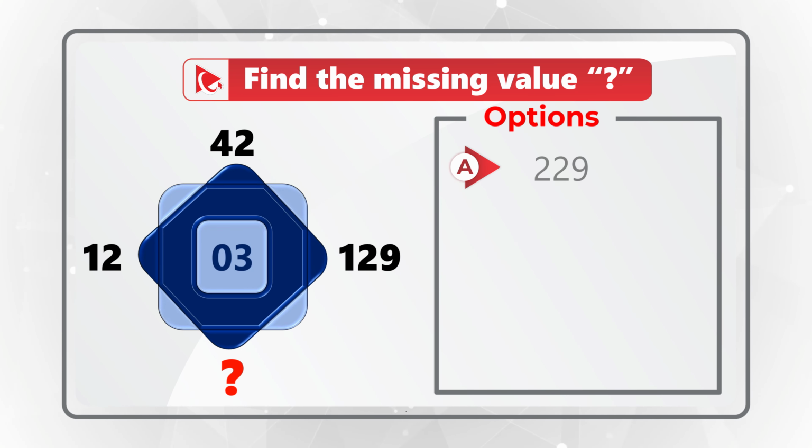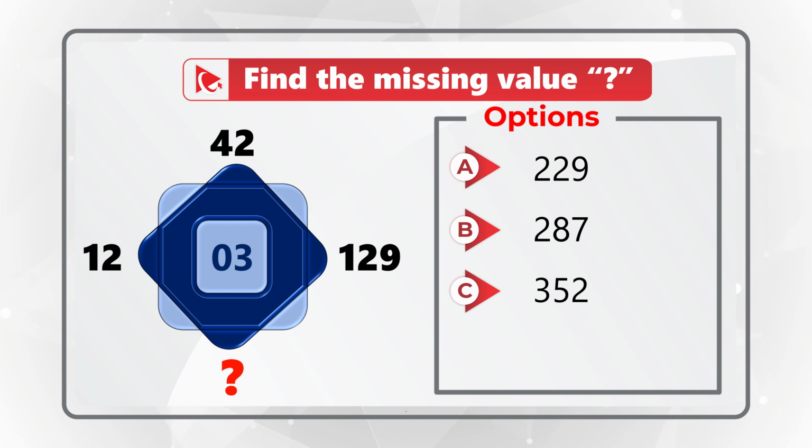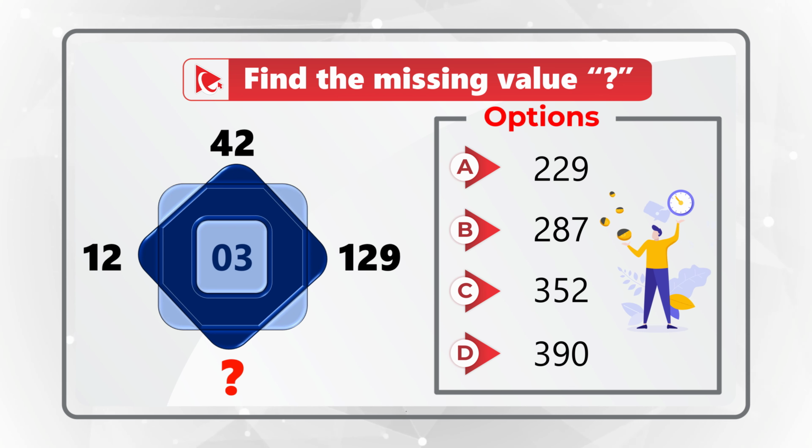Choice A, 229. Choice B, 287. Choice C, 352. And then choice D, 390. Take a close look to see if you can recognize the pattern and solve this challenge.